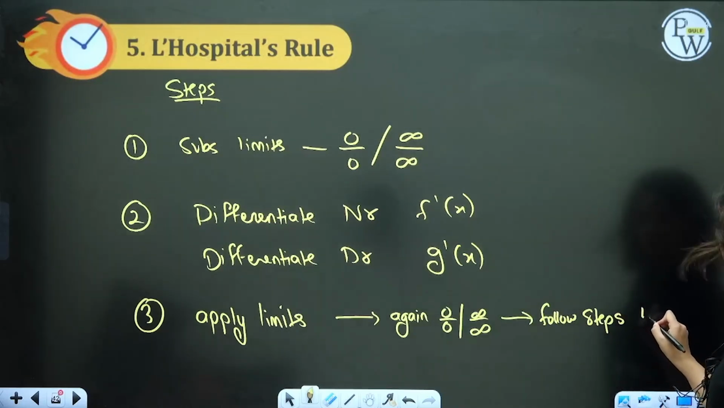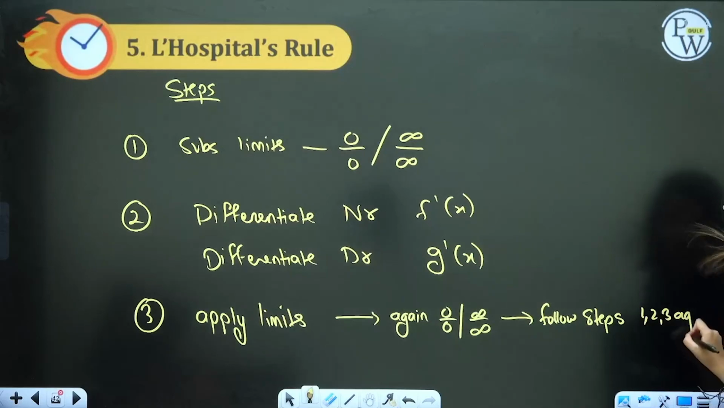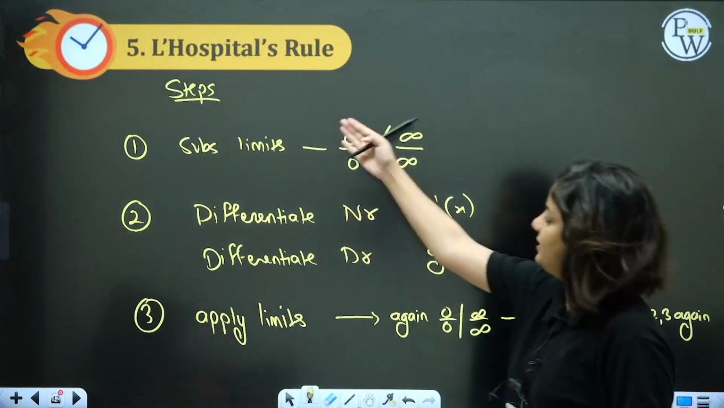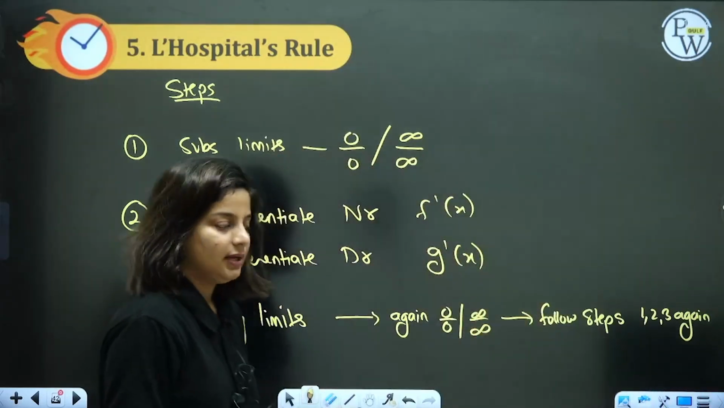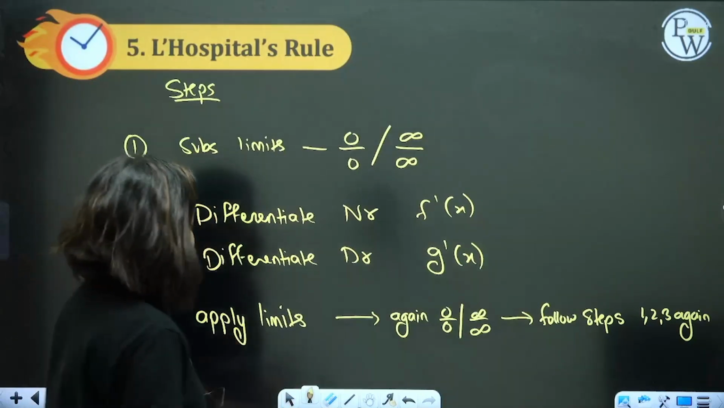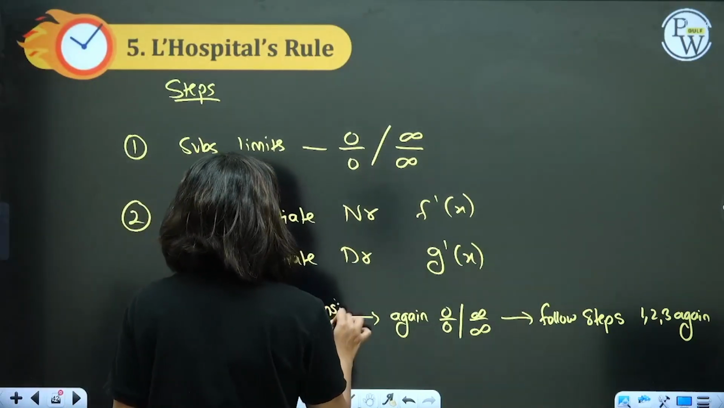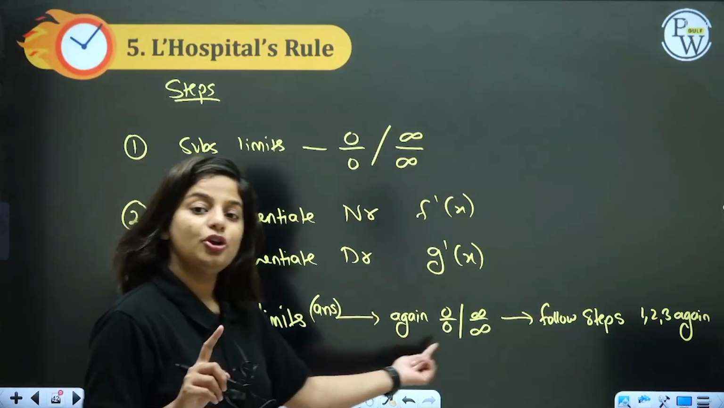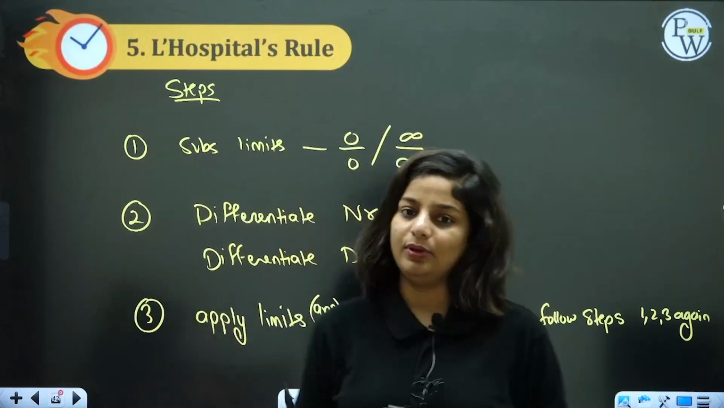1, 2, 3 again. You will follow these three steps again. Right? So apply limits, get the answer. Apply limits, get the answer. But suppose you are again getting 0, then steps will be repeated.